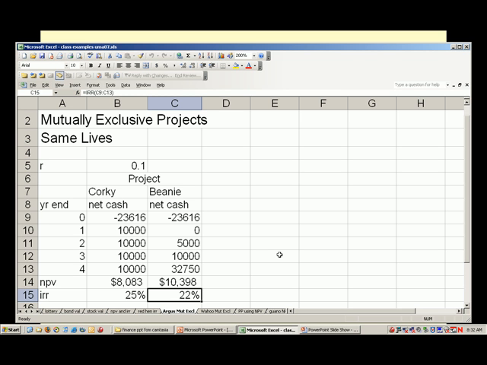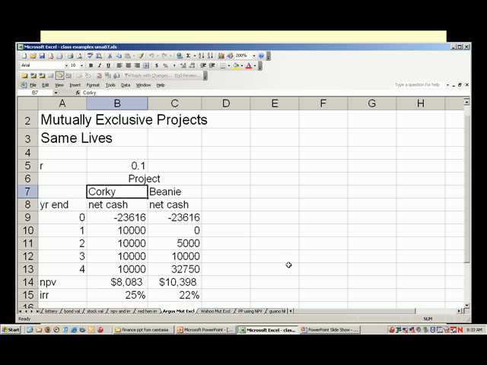Is it more realistic to assume that early cash flows can be reinvested at the discount rate or at the rate of return? If it's the discount rate, then it's appropriate to look at the NPV calculation, and we can see that according to that criterion, the project Beanie looks preferred. If it's the internal rate of return, then it's appropriate to look at the IRR criterion, and we can see according to that criterion that Corky looks to be the preferred project.